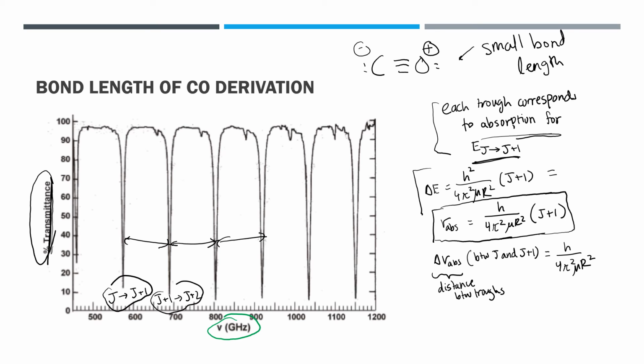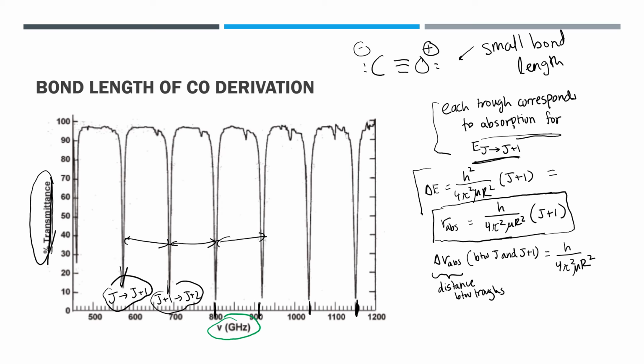Now I want to look at the distances between the troughs. This photon frequency corresponds to each of these dips on the x-axis, but I want to look at the difference between these dips rather than the dip itself. So instead of looking at the frequency absorbed, let's look at the delta of the frequency absorbed. If this drop corresponds to a j to j plus 1 energy increase, the next drop corresponds to j plus 1 to j plus 2.